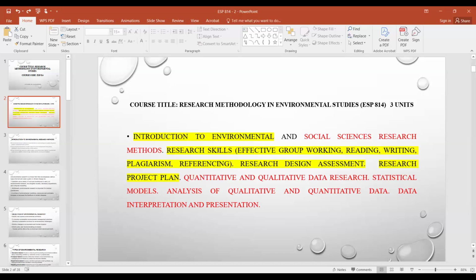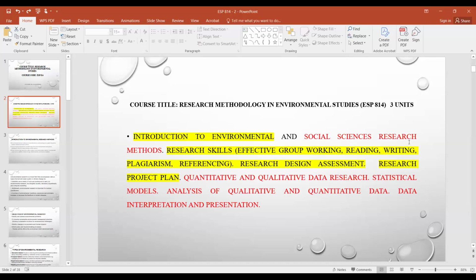I am a scientist, so I will be doing Introduction to Environmental Research. Dr. Maloma will be doing Introduction to Social Sciences Research Method, so that if you fall into science, you will gain from me. If you fall into social science, you will gain, and then you marry everything you learn from both of us and get whatever you want.